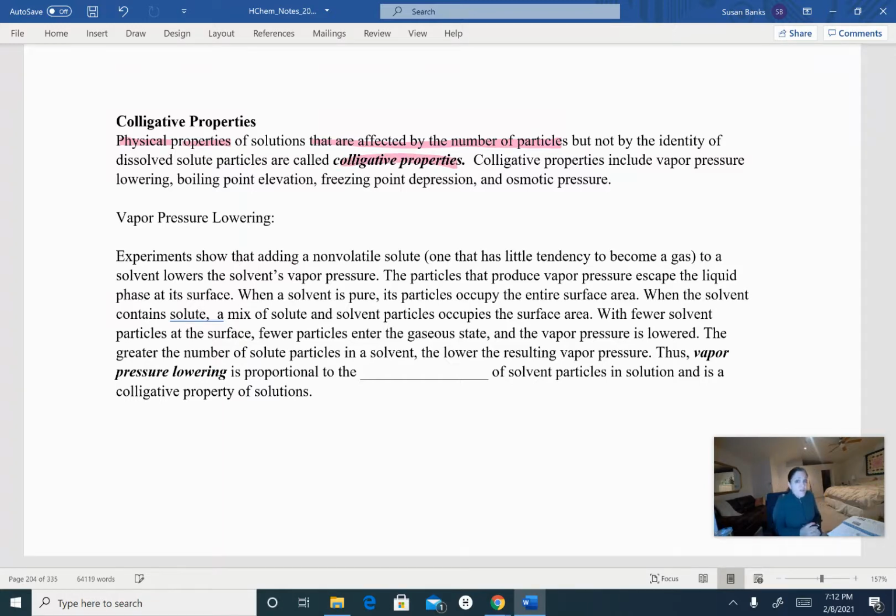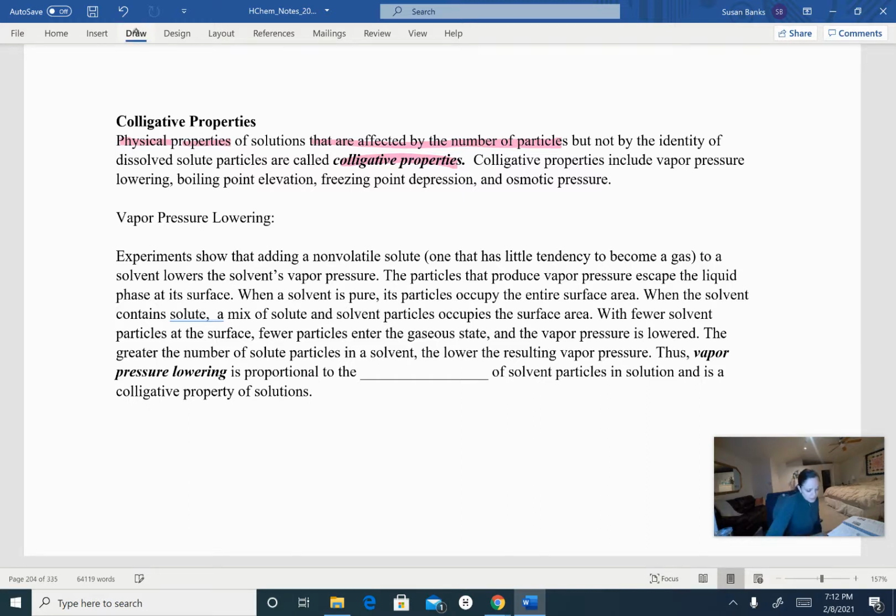Okay? There are 4 colligative properties that we're going to talk about. We're going to talk about vapor pressure lowering, melting point depression, boiling point elevation, and we are going to talk about osmotic pressure in that order. Okay? So here we go.